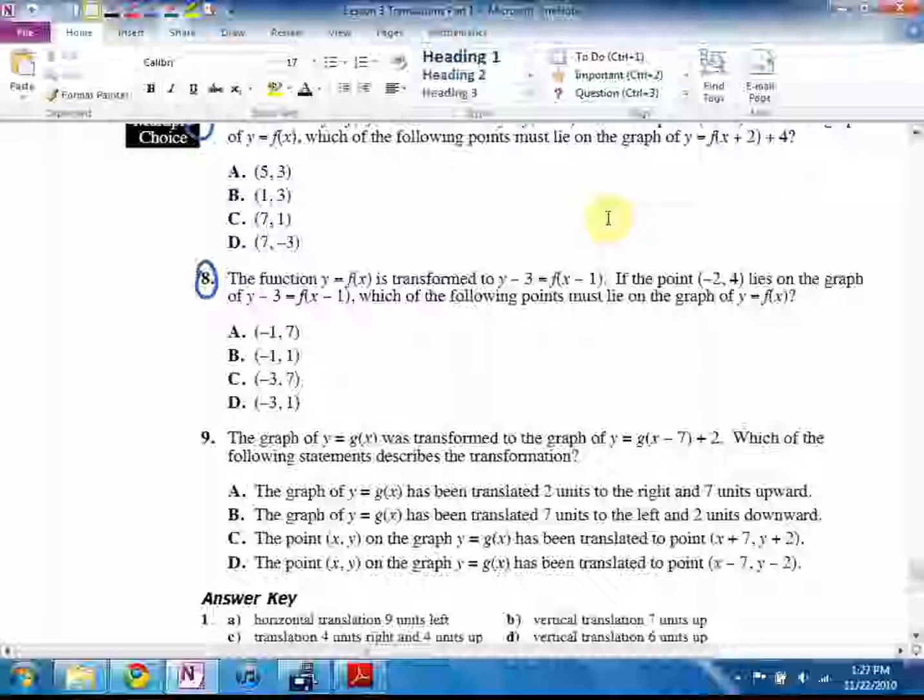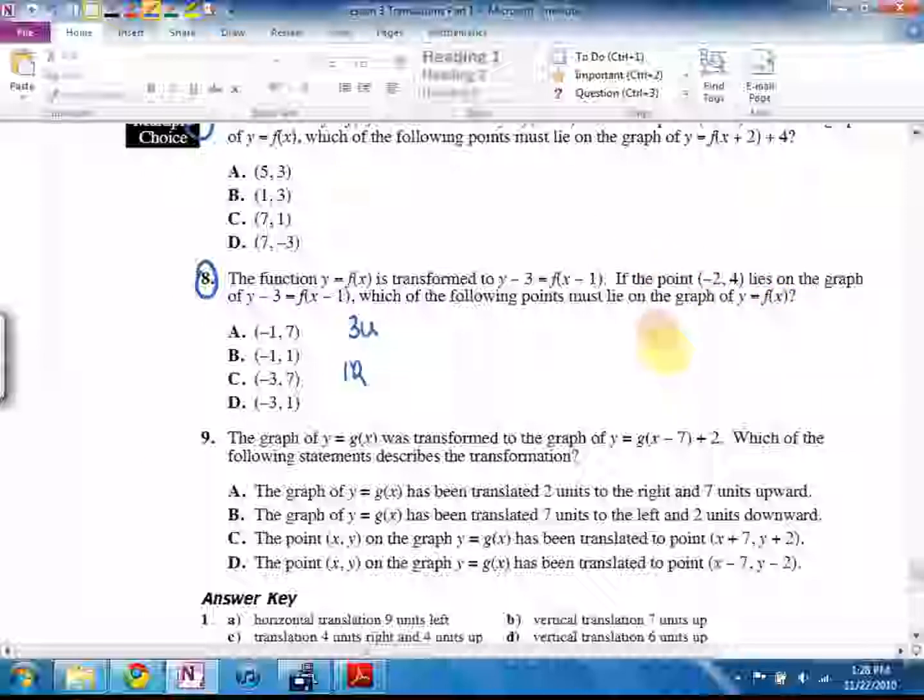All right. Luke, number 8 is saying, okay, here's my original graph. It's been transformed to that. Now, what does y minus 3 mean? 3 what? Up. And what does x minus 1 mean? Now, this point here is on the new graph. This point here is where we ended up after we went 3 up and 1 right. What point was on the original graph?